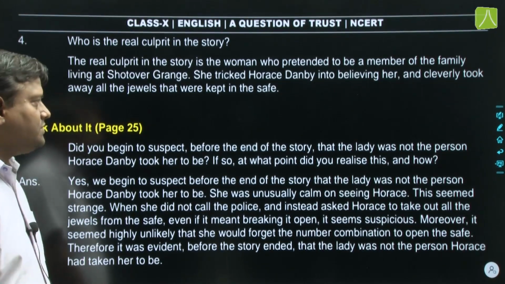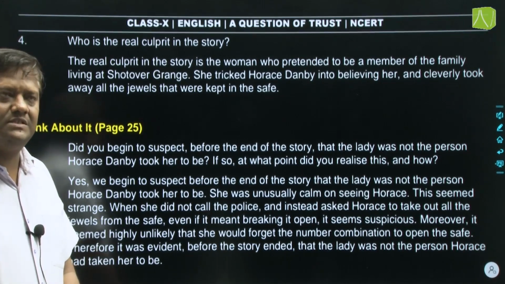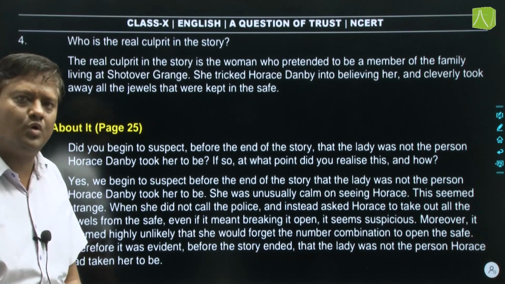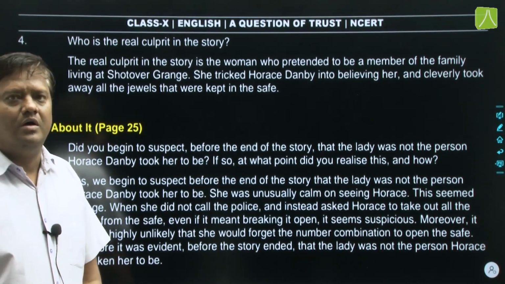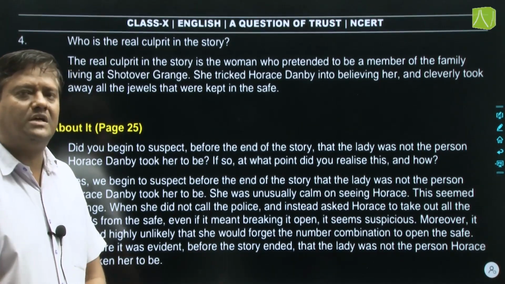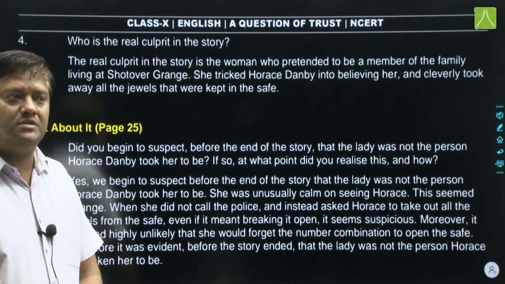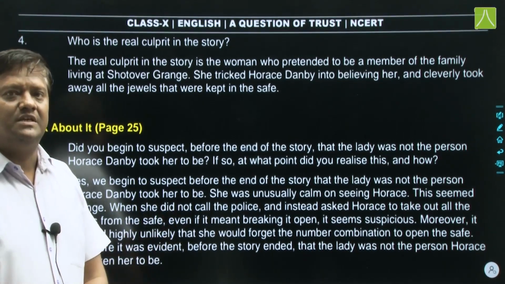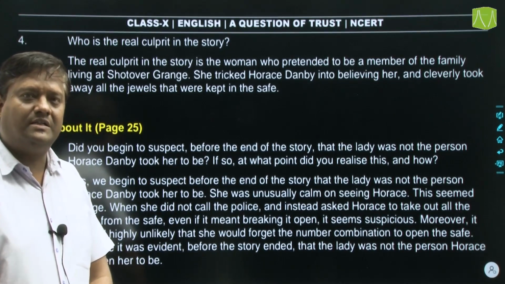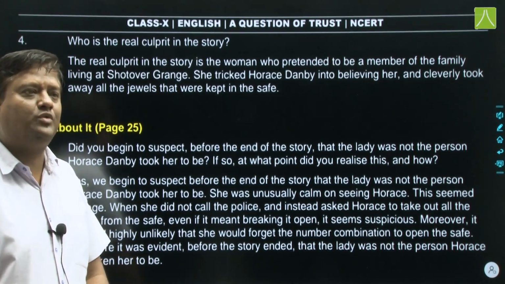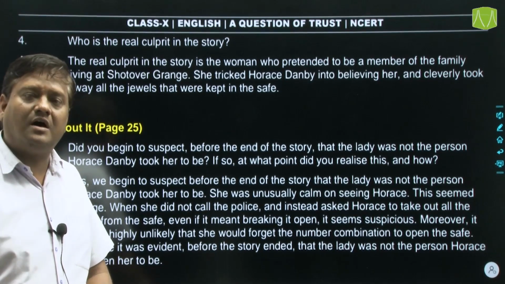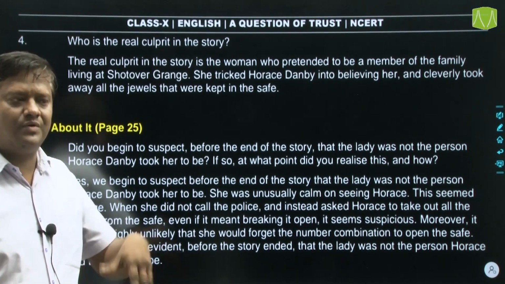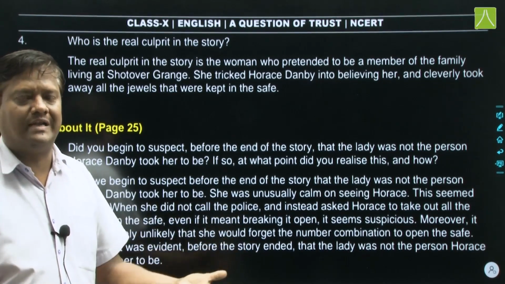So this is an opinion based question and it is your choice that you answer in yes or no. You can answer in yes, you can answer in no, and it should be a detailed answer and it should be justified. If your answer is yes, then there should be logic that why you think that a reader has pre-assumed that whatever Horace Denby is thinking is not right.